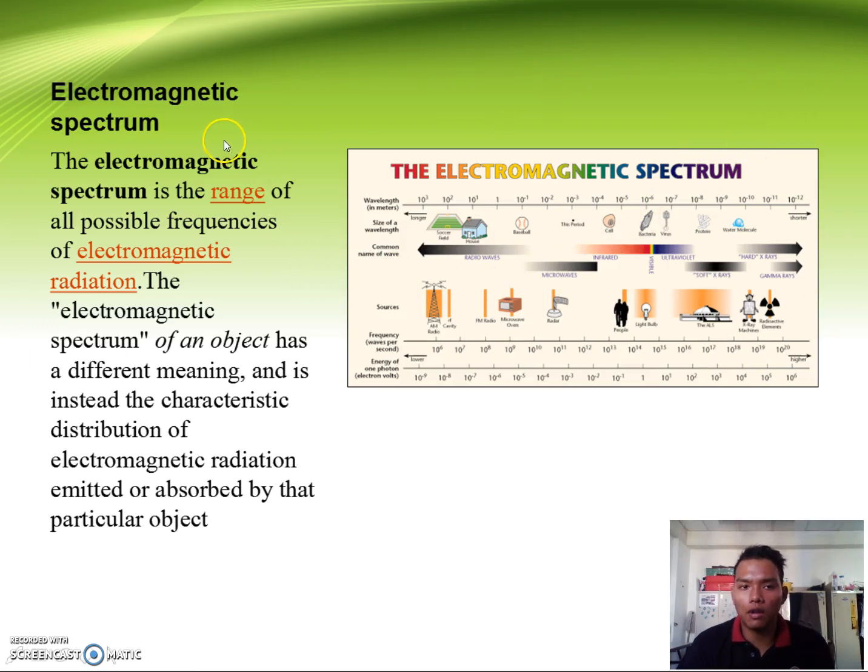Next, electromagnetic spectrum. The electromagnetic spectrum is the range of all possible frequencies of electromagnetic radiation. The electromagnetic spectrum of an object has a different meaning and is instead the characteristic distribution of electromagnetic radiation emitted or absorbed by the particular object. This is the table of the electromagnetic spectrum.